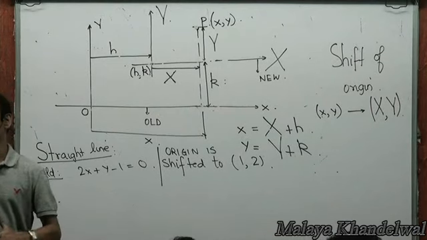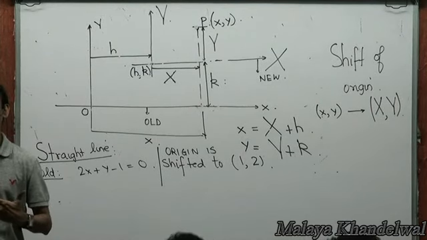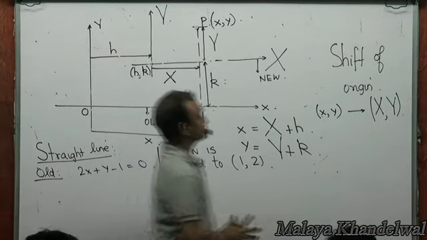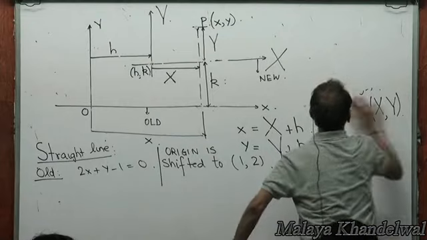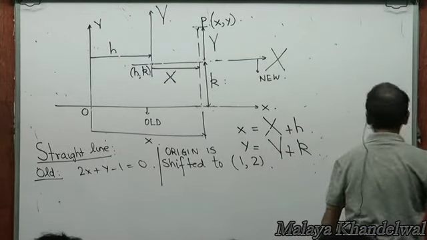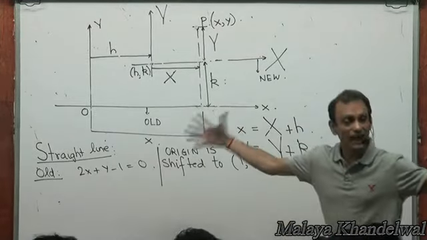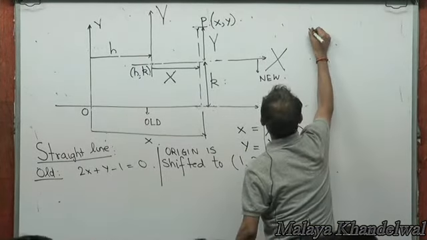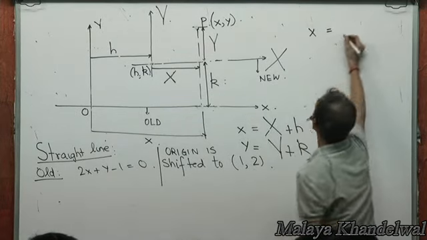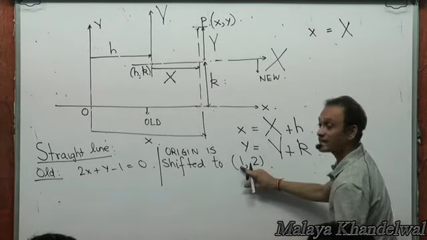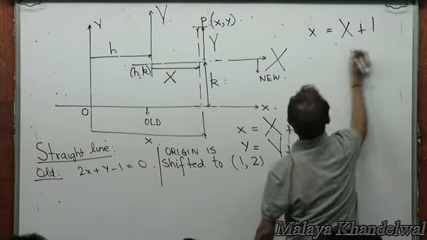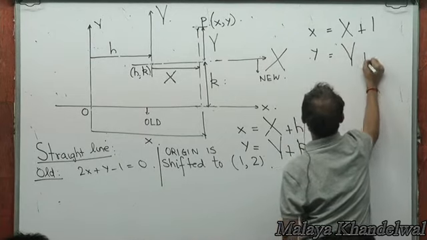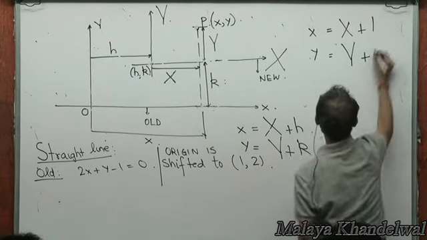I now want to find the equation of the straight line in the new coordinate system, the capital X, capital Y system. Now small x is capital X plus h, where h in this case is 1. Small y, the y coordinate in the old system, is the y coordinate in the new system plus k, which is 2.